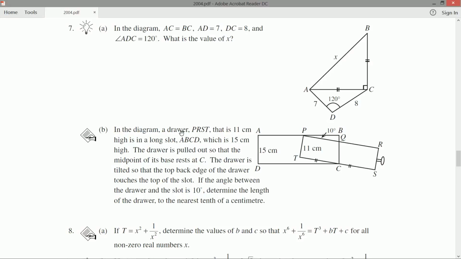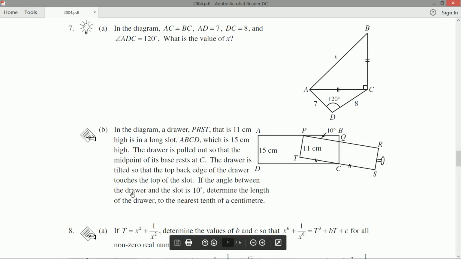So a drawer that is 11 centimeters high is in a long slot, A, B, C, D, which is 15 centimeters high. The drawer is pulled out so that the midpoint of its base rests at C, and they've marked that it is a midpoint. The drawer is tilted so that the top back edge of the drawer, P, touches the top of the slot, AB. So P lies on AB in this picture.